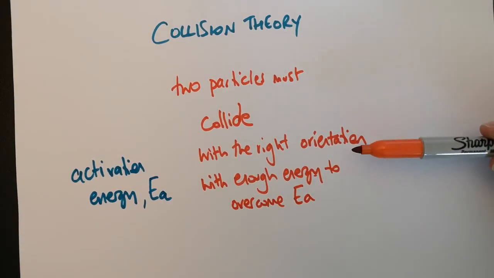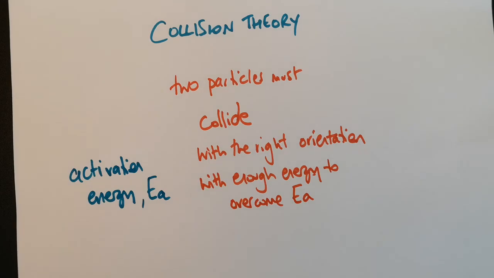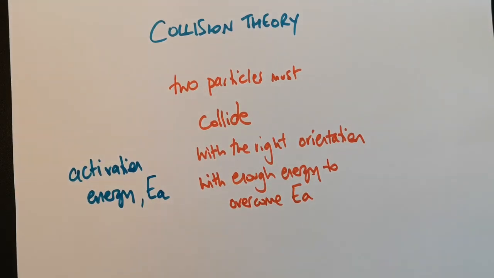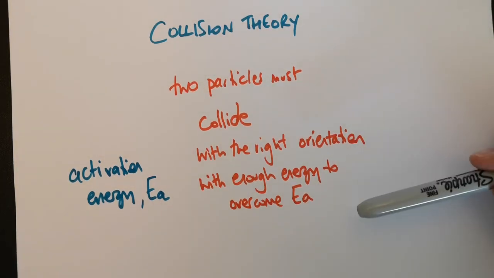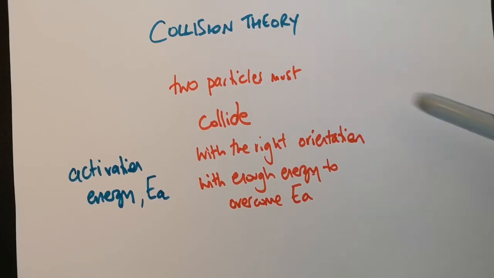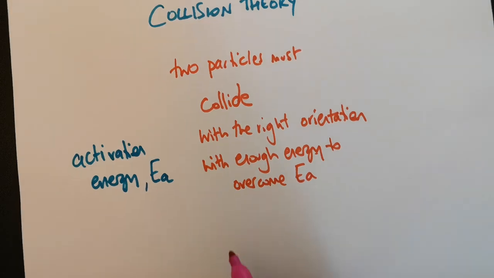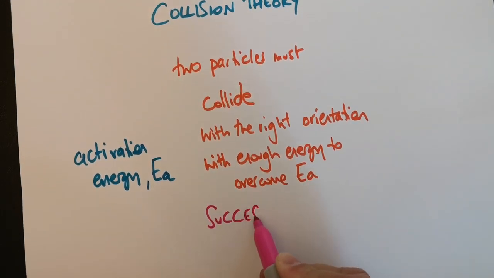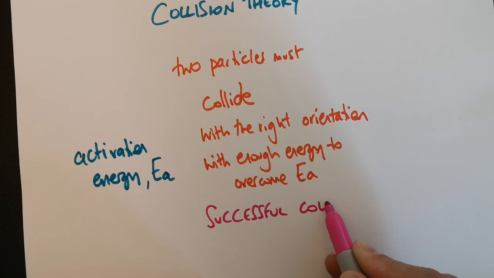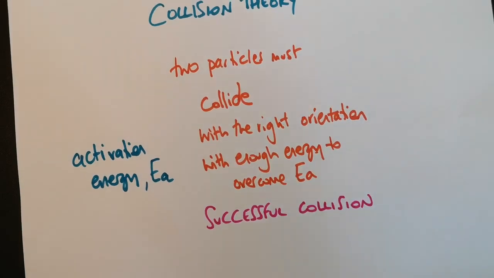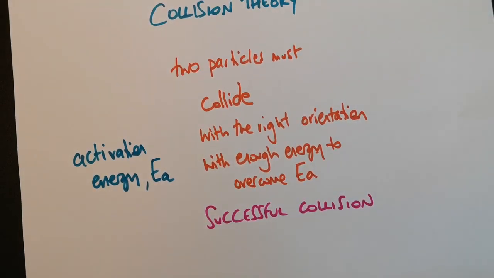So if you remember these 3 points of how collision theory tells you whether a particle is going to react, these will help you explain in the future why rates of reaction can be different if we change something. Okay? If all these 3 things are true, two particles collide with the right orientation and with enough energy to overcome EA, we say we have a successful collision. And you will see that phrase several times over the next videos.